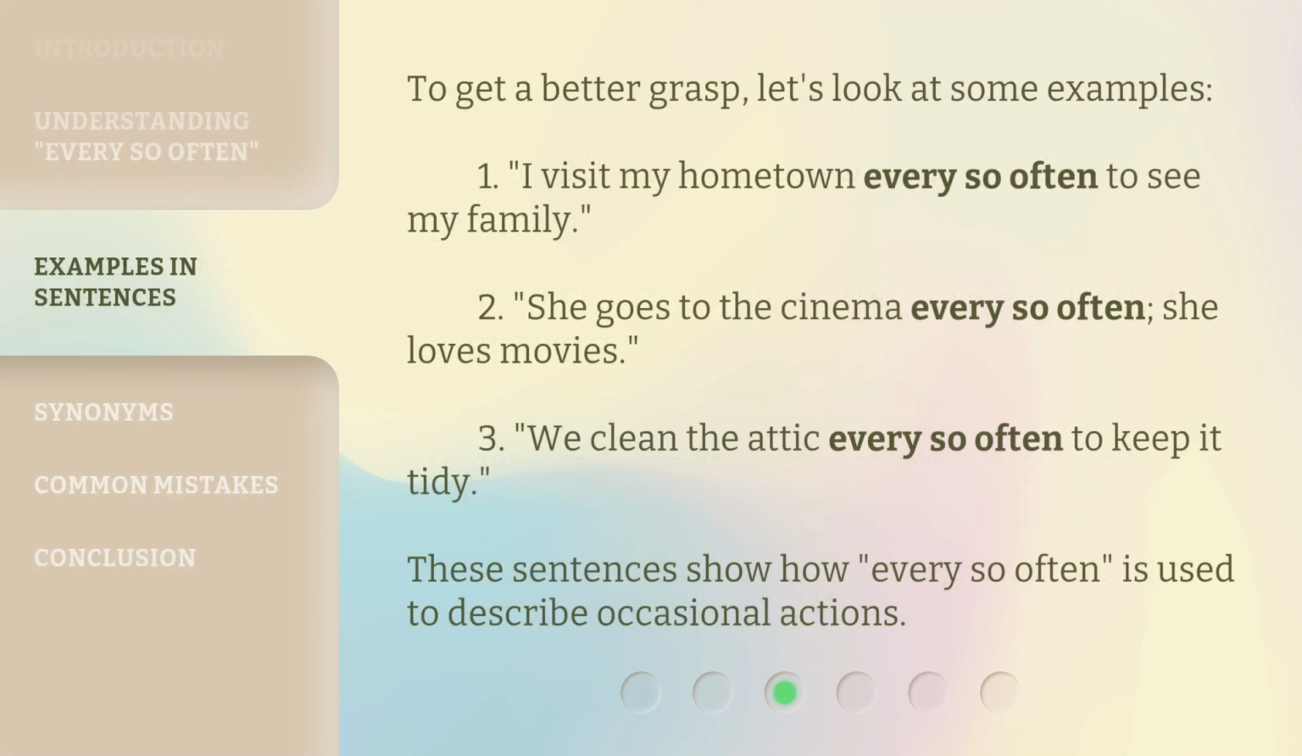To get a better grasp, let's look at some examples. 1. I visit my hometown every so often to see my family. 2. She goes to the cinema every so often. She loves movies. 3. We clean the attic every so often to keep it tidy. These sentences show how every so often is used to describe occasional actions.